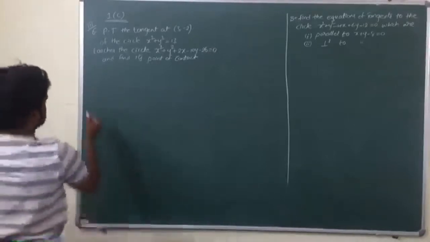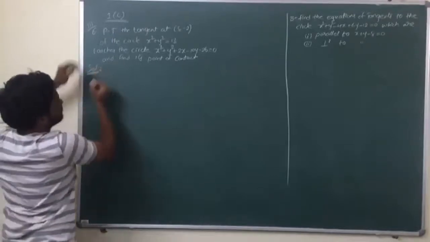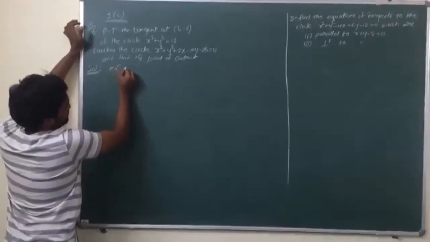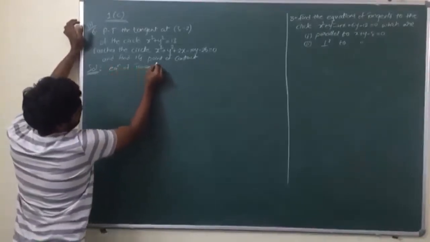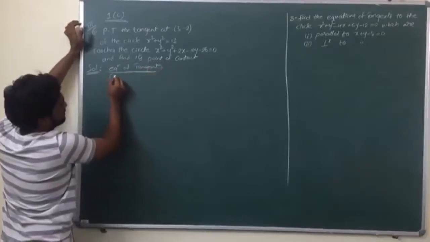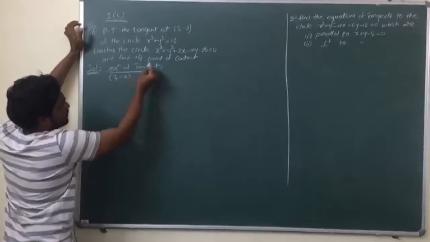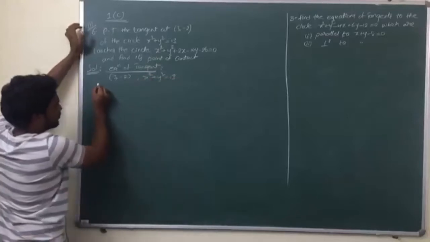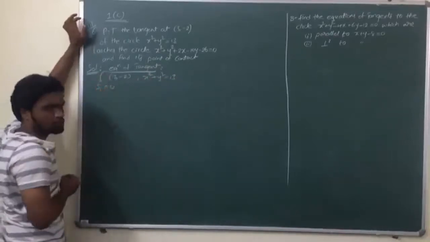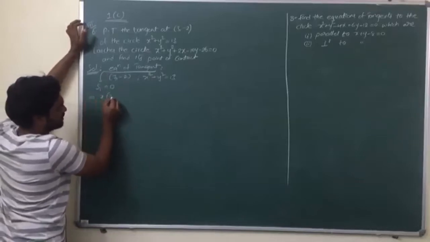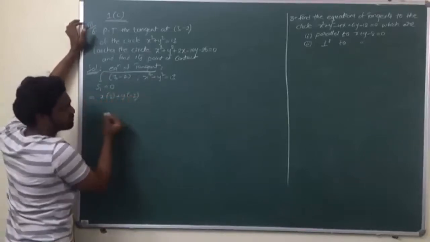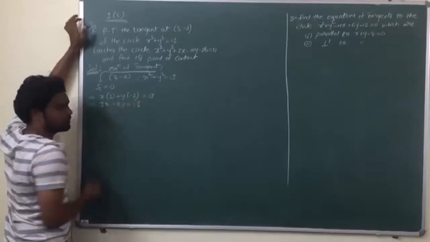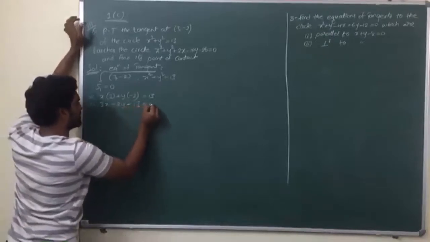So see the sixth one. Solution. First, equation of tangent. The point is 3 comma minus 2. Circle equation: x square plus y square is equal to 13. So the equation is S1 is equal to 0. So x into 3 plus y into minus 2. It's a simple one. So 3x minus 2y is equal to 13, or you can say 3x minus 2y minus 13 is equal to 0.